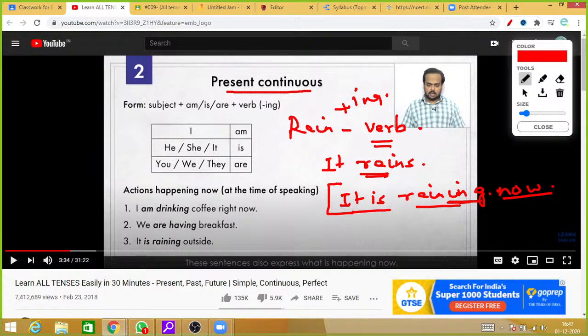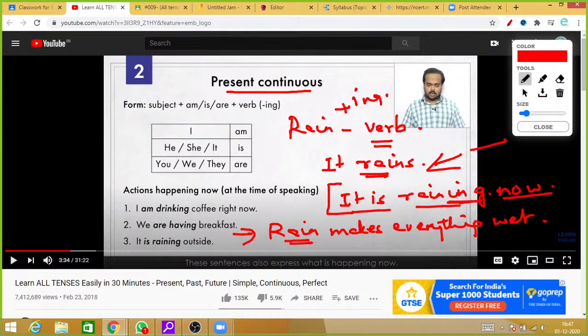So it is raining. But when we say rain makes everything wet. Now in this sentence, what is rain? Tell me. Rain makes everything wet. Which part of speech is rain in this? See, in this one we said it rains. This is a verb. It is raining now. It is a verb. Now I'm using the same base word, rain.